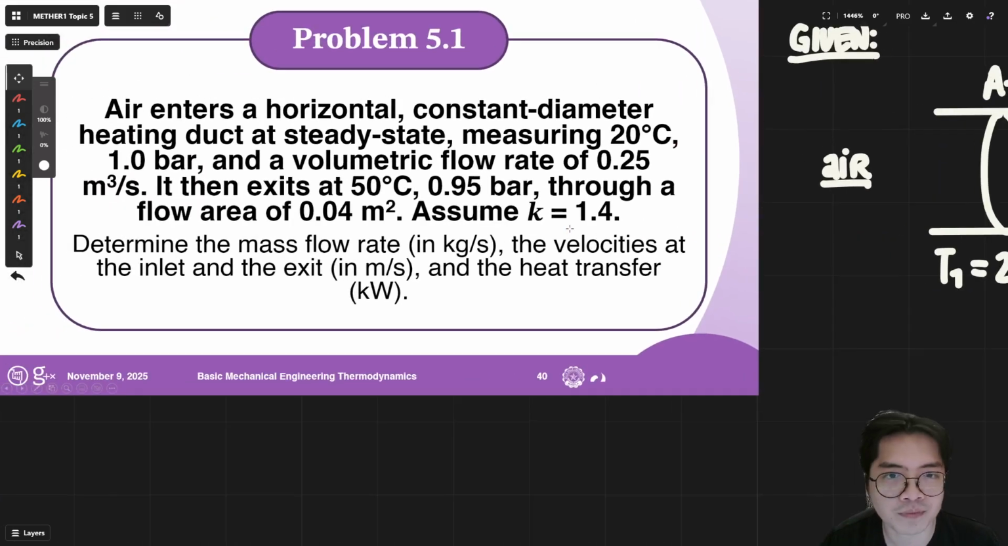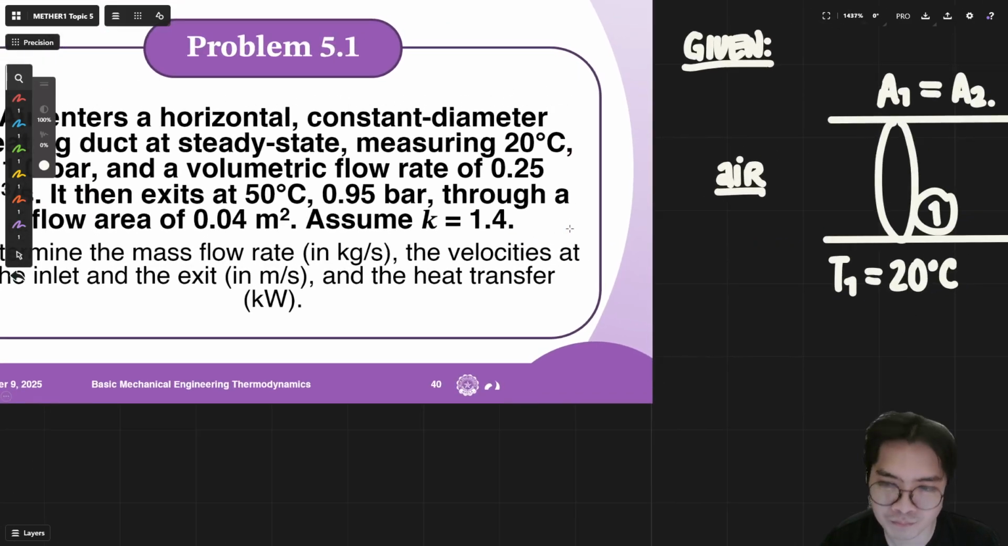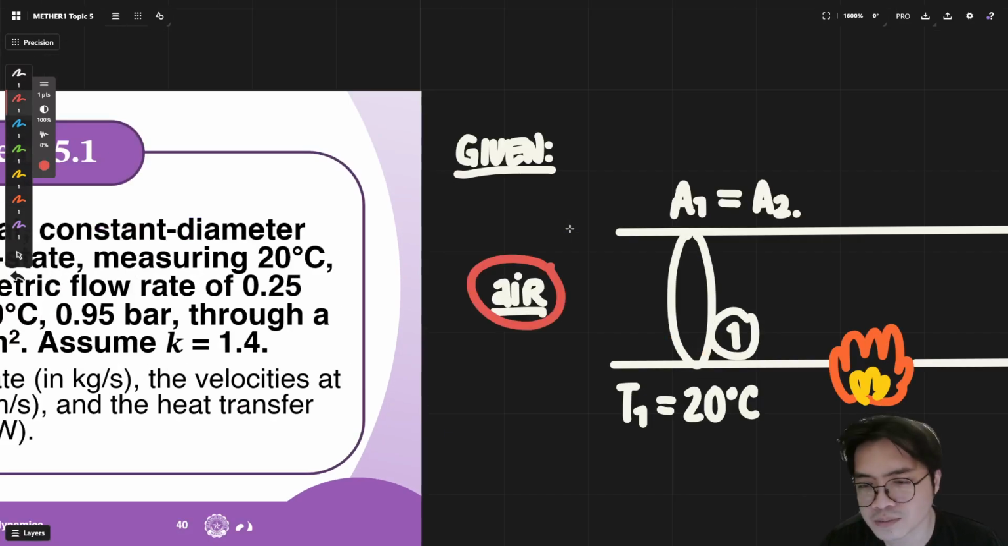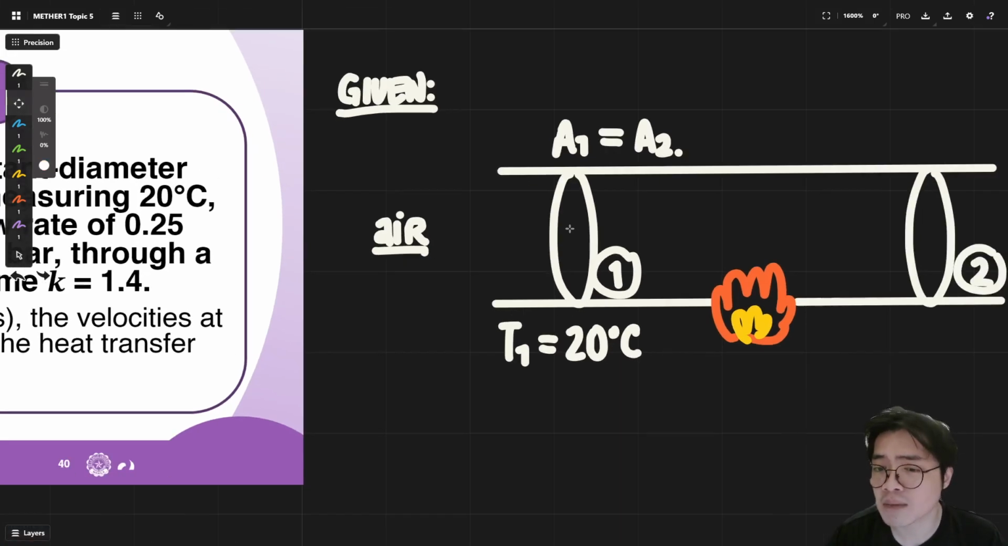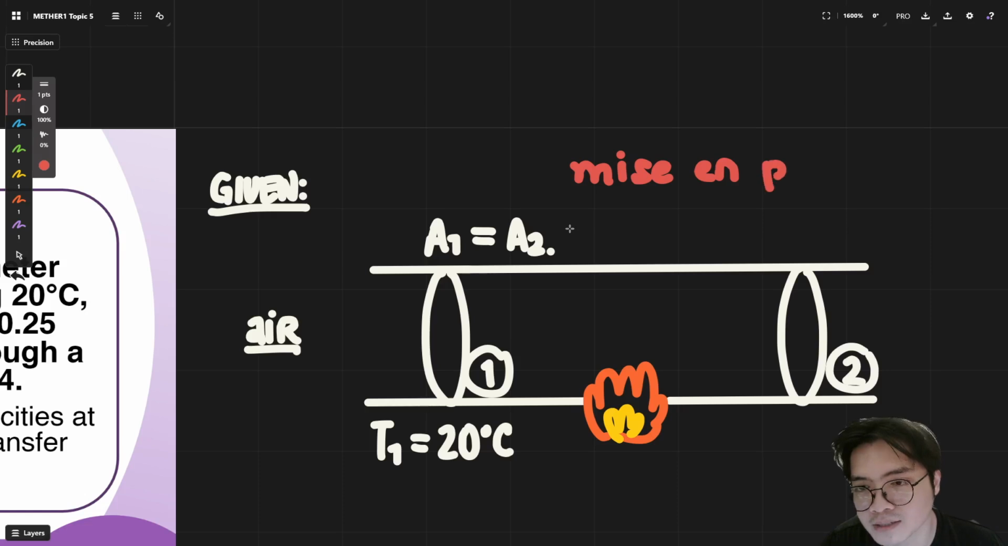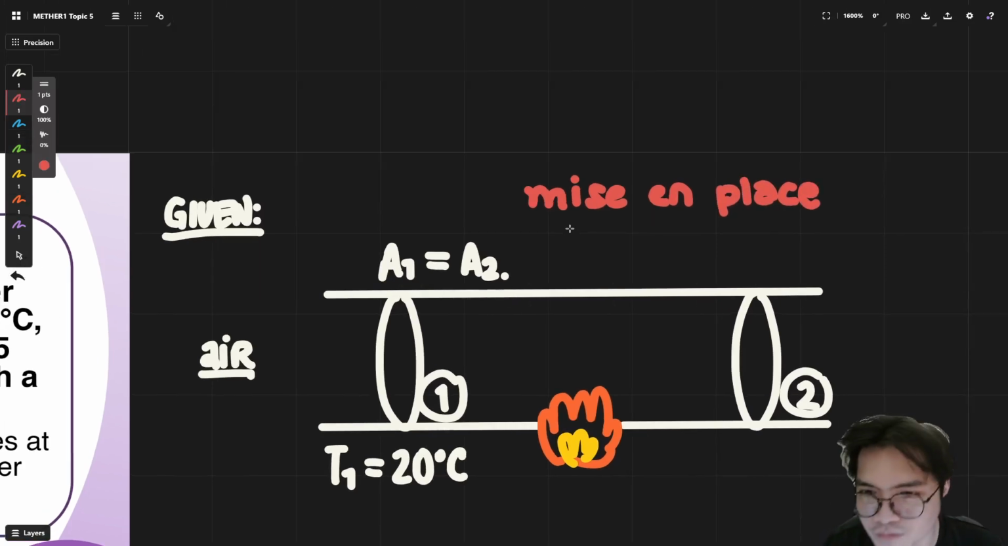Now you might think already about improving the speed at which you solve. So think about this: your substance is air. Air is an example of an ideal gas, so at the very least, you might want to make things a little bit easier for yourself, what we call mise en place. Mise en place, yes. Just skip a minute or two if you already know what this is.